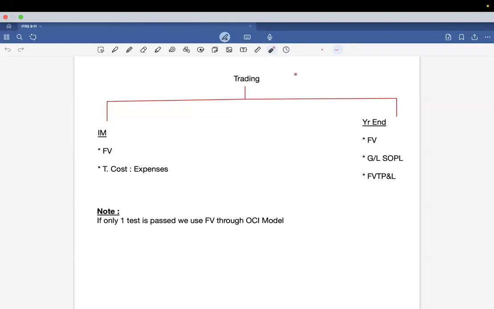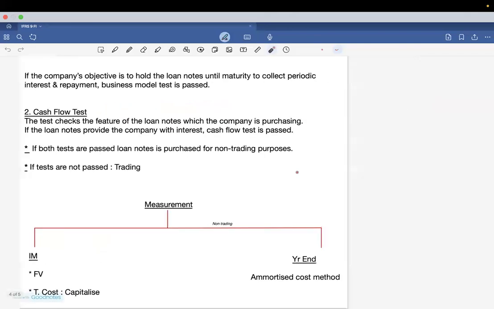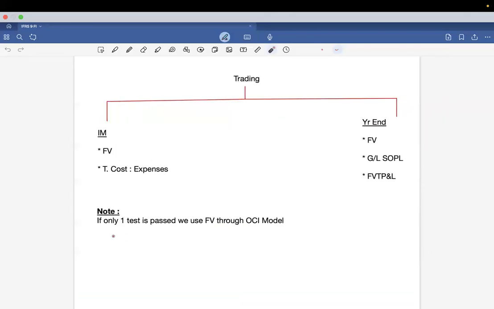For the trading part, you're going to take the initial measurement as fair value and expense the transaction cost. At the year end, you're going to take the fair value and the gain or loss is taken in SOPL. Understood? If only one test is passed, you're going to use the same thing, but instead of fair value through SOPL, you're going to use fair value through OCI model. No amortized cost method. Clear?